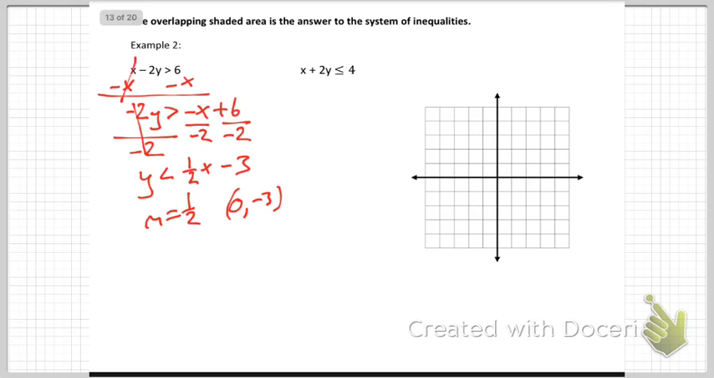Based on the symbol, this is going to be a dashed line, and I'm going to shade below. So let's go through this. So I'm going to start at -3, and I'm going to go up 1, right 2. This is going to be a dashed line.